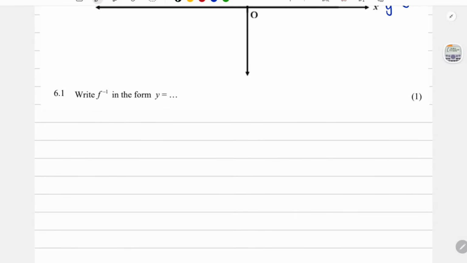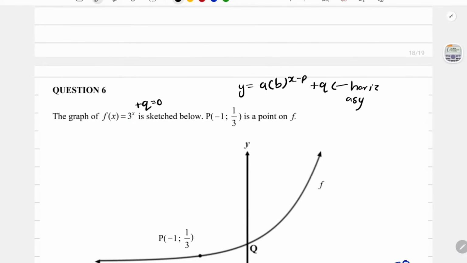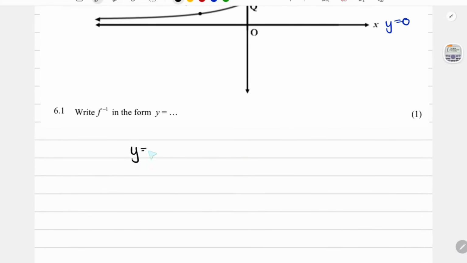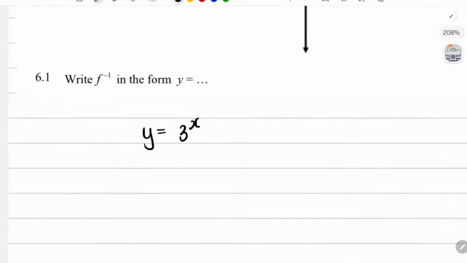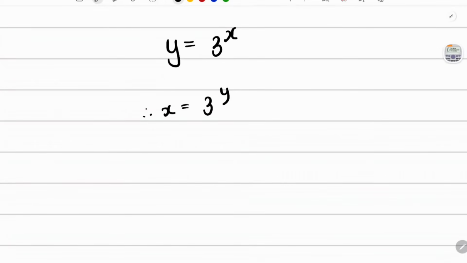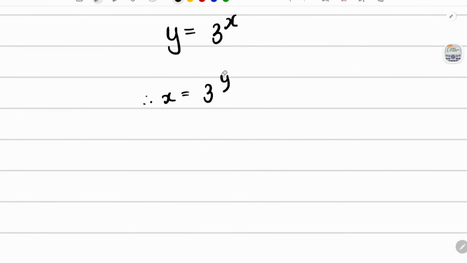The first question, 6.1, is to write the inverse of f in the form of y is equal to. So to write the inverse, because this is the original function, we can go ahead and write it in terms of y first of all. So it's y equals 3 to the power of x. Then to find the inverse of it, you swap x and y. So it's x equals 3 to the power of y. And then to solve for y, you're really just going to make y the subject. The only way to make y, the exponent, the subject, is by using log. So we say y is equal to log of our base, and then we have x here.